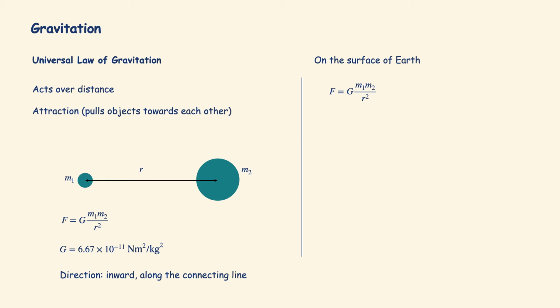But let's look at what happens when I recognize that on the surface of the Earth, there's only one object that is large enough to have a significant gravitational force, and that's our Earth itself. So you don't have to worry about the gravitational pull between two chairs or between you and your friend. The only time that you need to consider the gravitational force will be between a given object and the Earth.